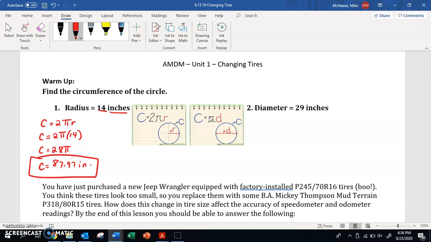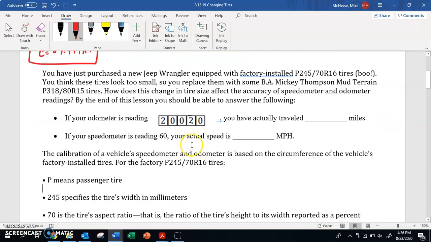Over here, we're given diameter this time. So remember, diameter is from one end to the other when it goes through the center. And it's just circumference equals pi times diameter. So we're going to have circumference equals 29 times pi, or just 91.11 inches, because again, we're using inches. So there we go.